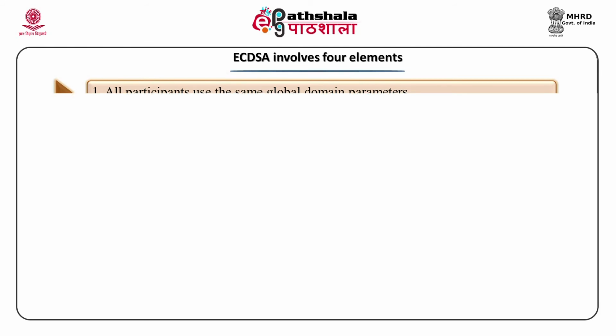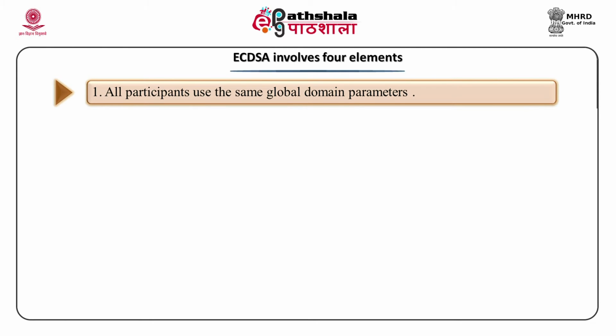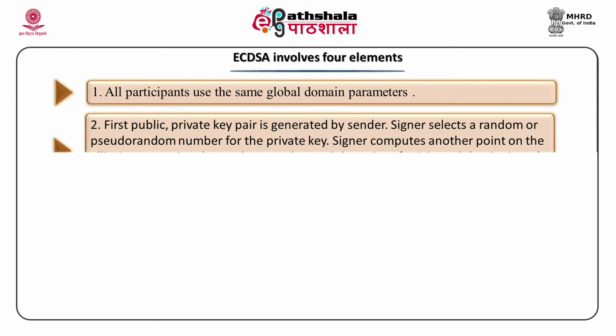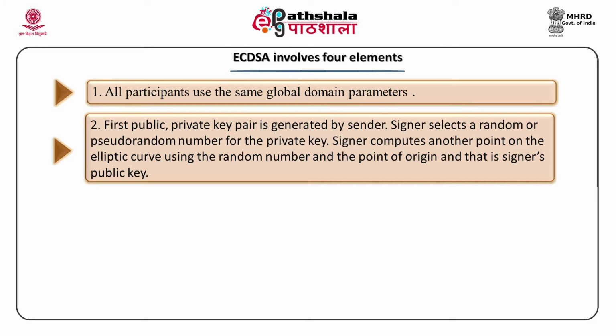Now, the elliptical curve digital signature algorithm involves 4 parameters. First, all participants use the same global domain parameters. So, it defines certain global parameters which are used by all participants. Second, a public private key pair is generated by a sender. The signer selects a random or pseudo random number for the private key. So, first step, generate the public private key pair. Who will first start? Sender. The sender is called the signer. So, the signer selects what? A random or pseudo random number for the private key.